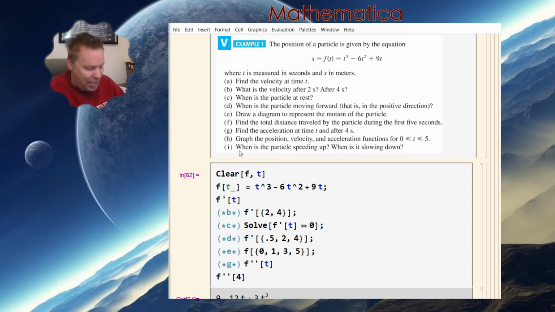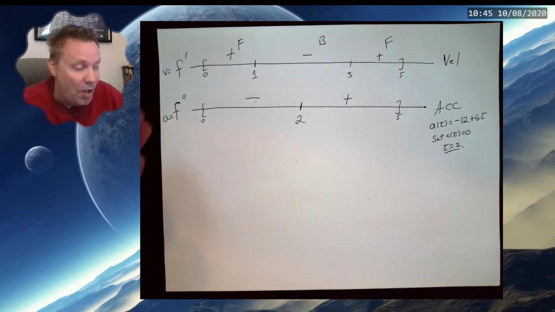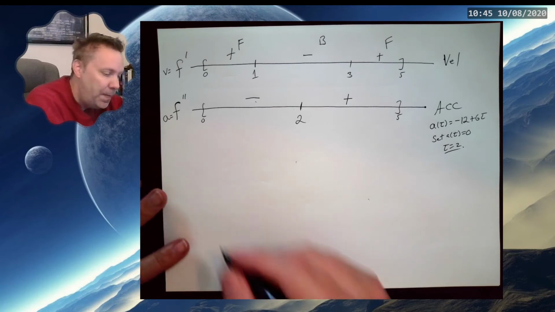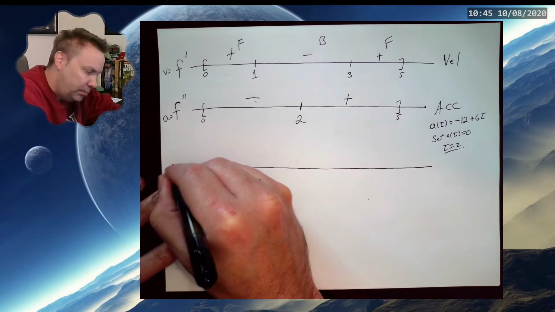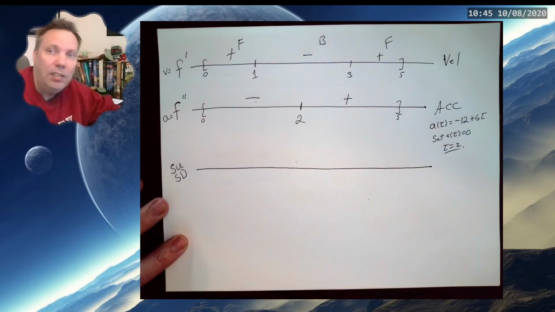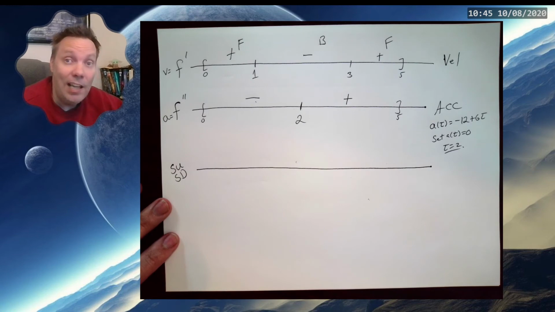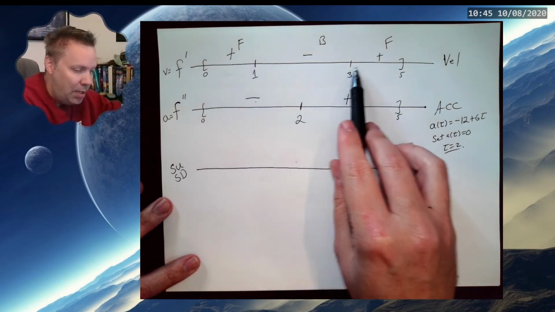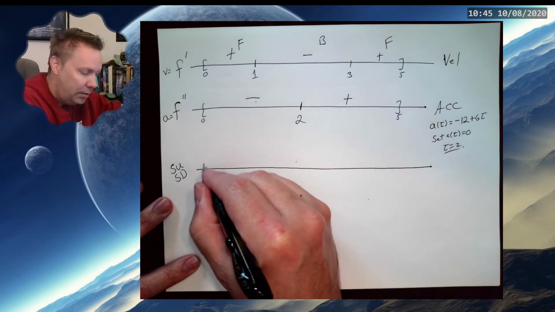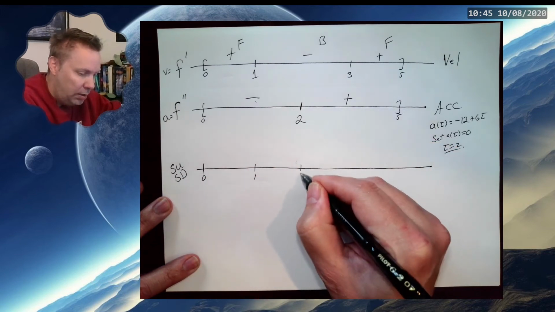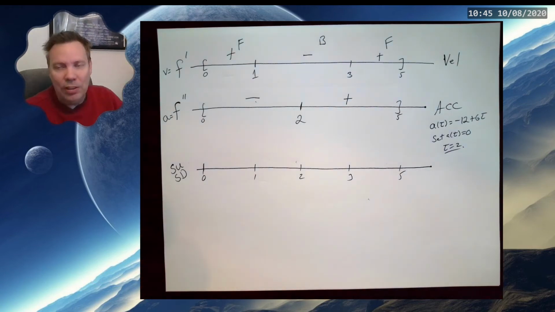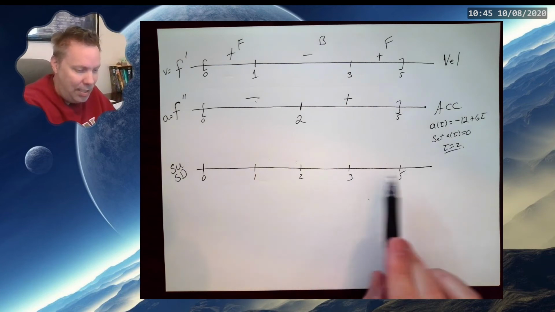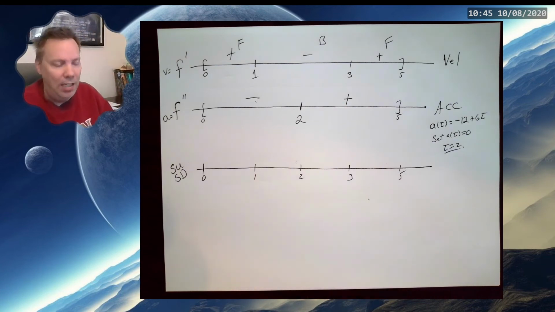So that's where these number lines come in very, very handy. So speeding up, slowing down. SU, ST, speeding up, slowing down. What I would like to do is transfer each one of these numbers to this line: 0, 1, 2, 3, and 5. This isn't really to scale. I know this distance isn't the same as distance in terms of time.